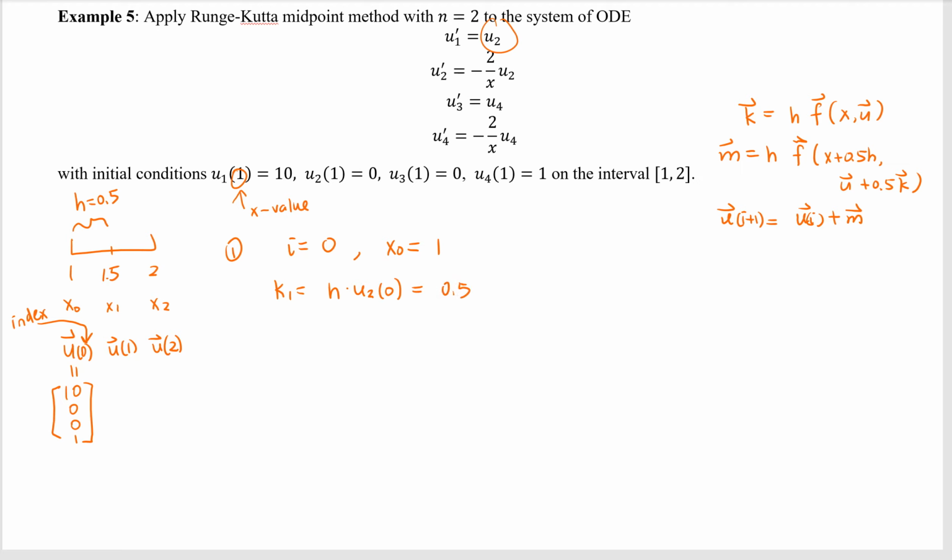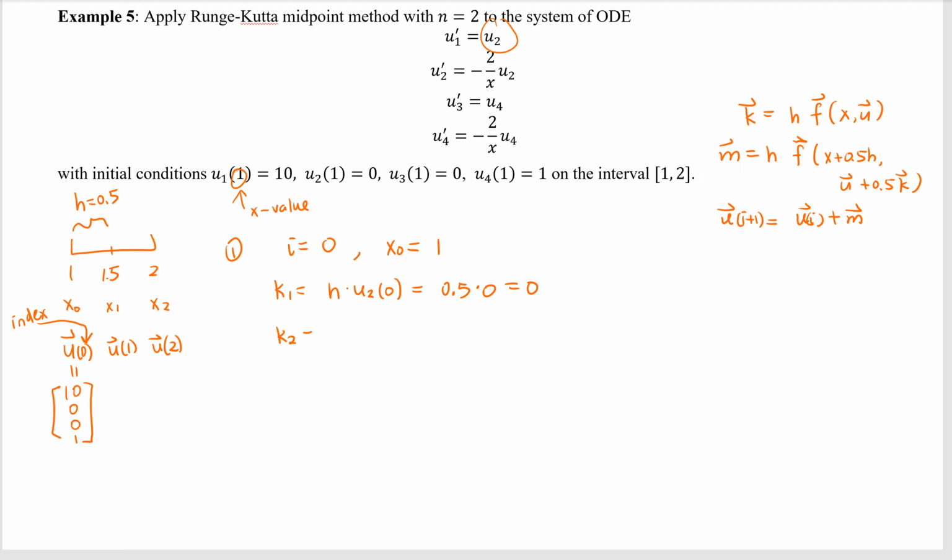H is 0.5 times U2 of 0, which is 0. See? It's the second coordinate of our vector U. So this answer is 0. So far, so good, everybody?